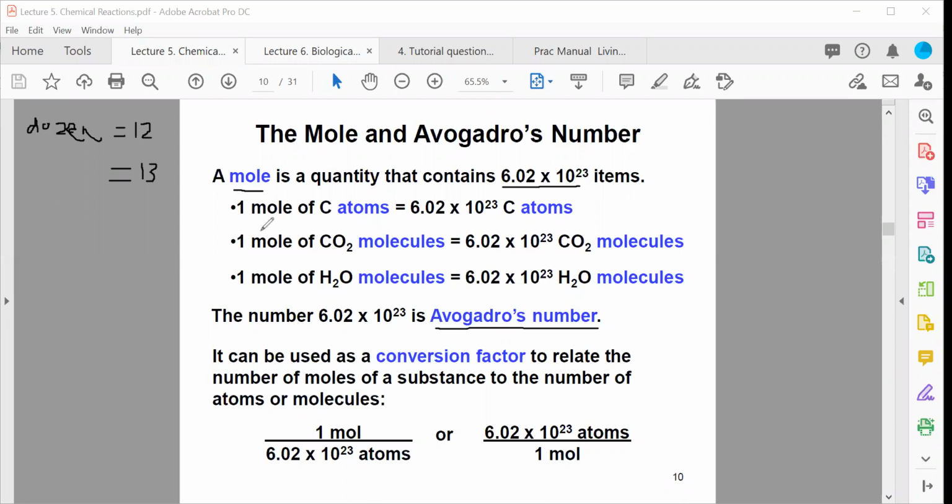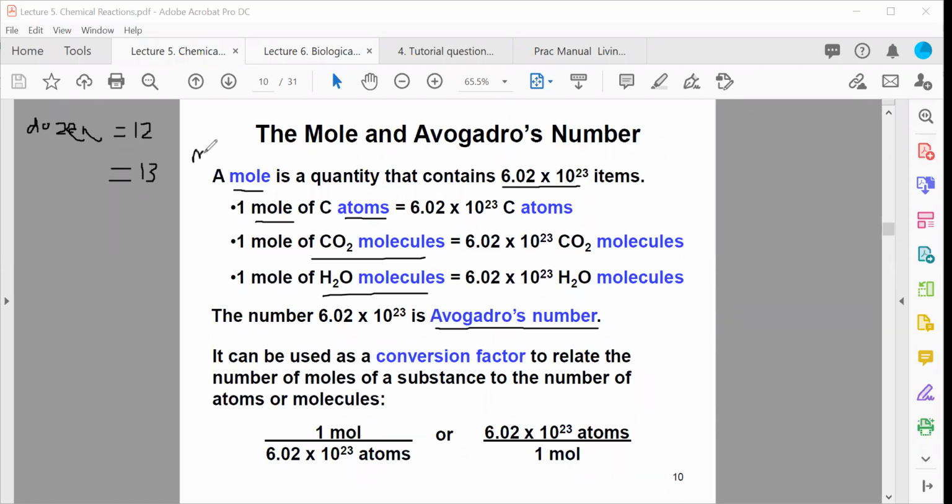All right, so we can use the term mole in much the same way. We can refer to a mole of carbon atoms, a mole of carbon dioxide molecules, a mole of water molecules. We can say a mole of anything really. So just very briefly, where does this term mole actually come from?